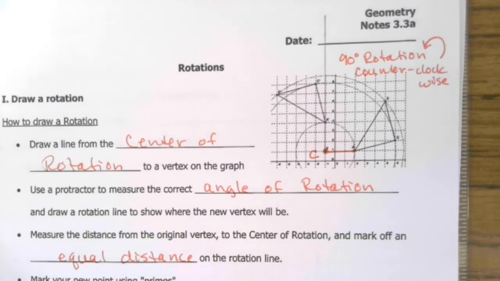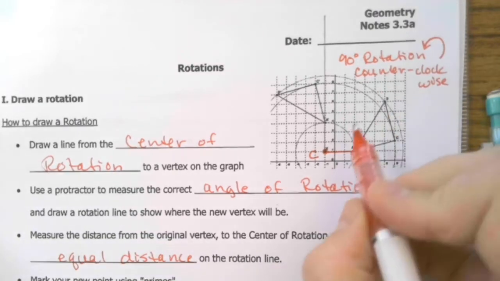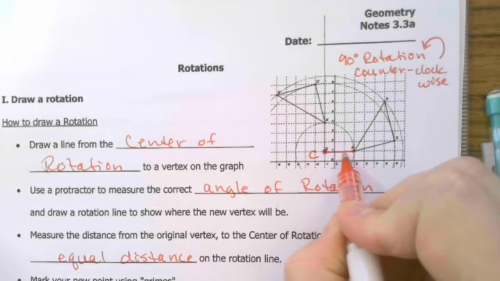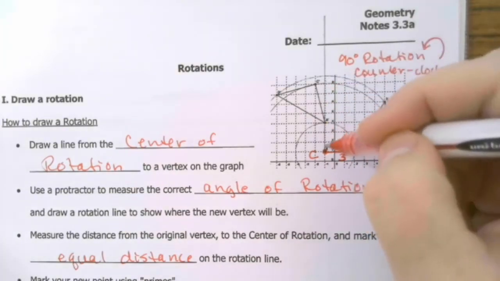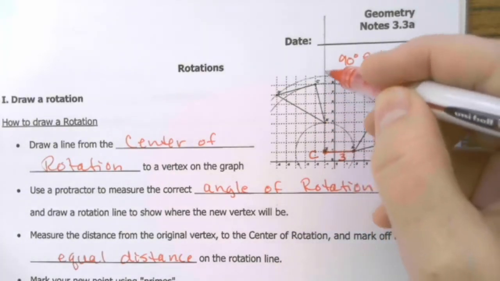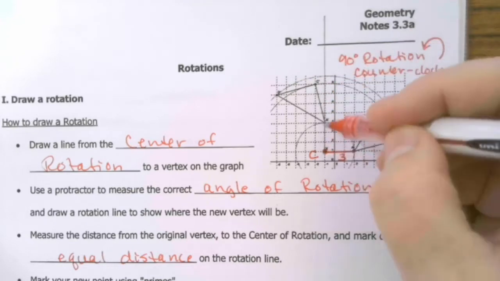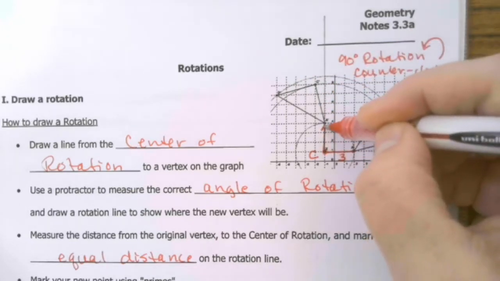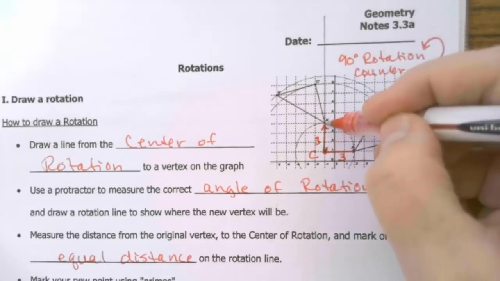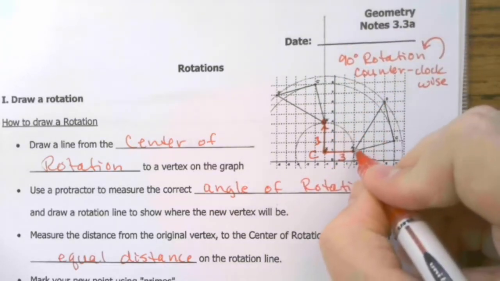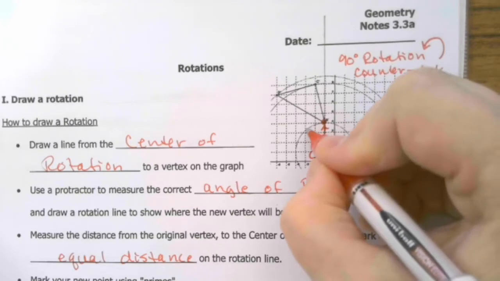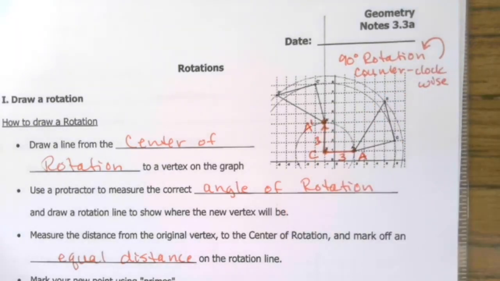Okay, and then the third step is you measure the distance from the original vertex to the center of rotation. All right, let's count. 1, 2, 3. The distance is 3. And then we're going to measure the same distance along our rotated line. So we're going to go up 1, 2, 3. I'm following that line, which means that here is my new point. So if this one is point A, this one is point A prime. All right, those are the basic steps.